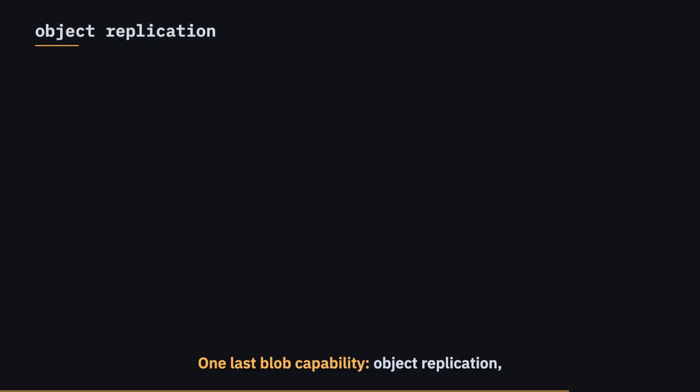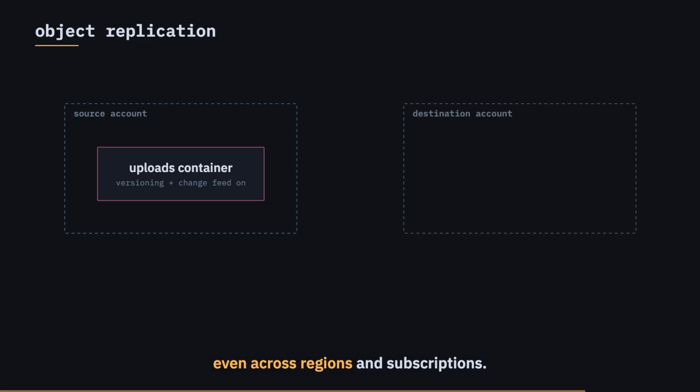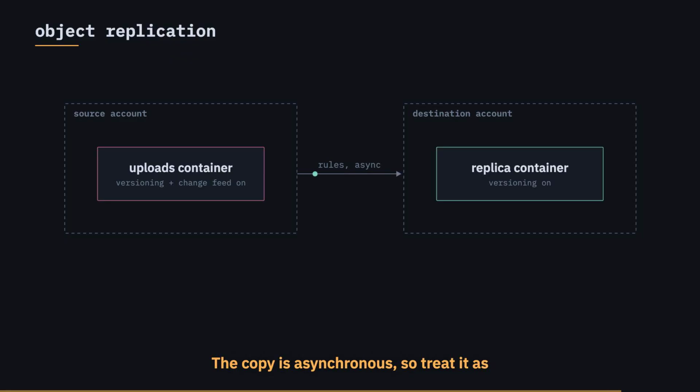One last blob capability: object replication, which copies block blobs from a container in one storage account to a container in another, even across regions and subscriptions. Unlike the redundancy settings from earlier, which duplicate the whole account to a fixed partner region, object replication is surgical. You write rules mapping the source container to that destination, optionally filtered by prefix. The copy is asynchronous, so treat it as eventually consistent rather than instant.